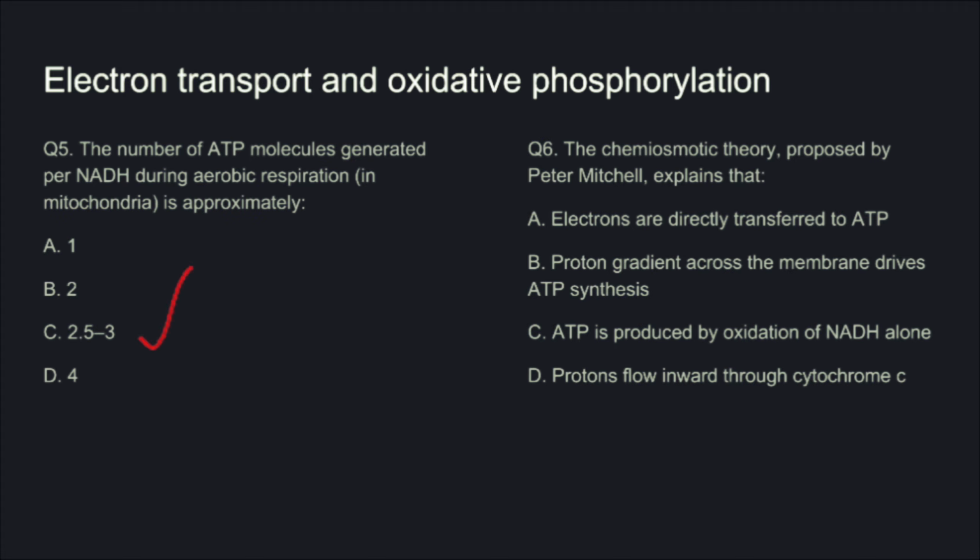Now question number 6. The chemiosmotic theory proposed by Peter Mitchell explains that, options are A. Electrons are directly transferred to ATP, B. Proton gradient across the membrane drives ATP synthesis, C. ATP is produced by oxidation of NADH alone, D. Proton flow inward through cytochrome C. The correct answer for this question is option B. Proton gradient across the membrane drives ATP synthesis.